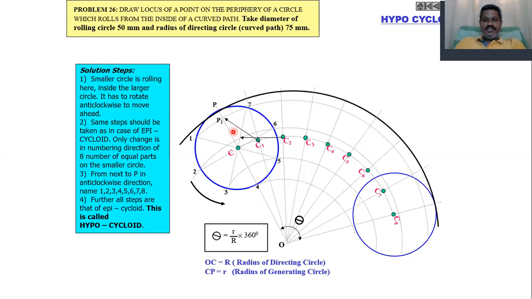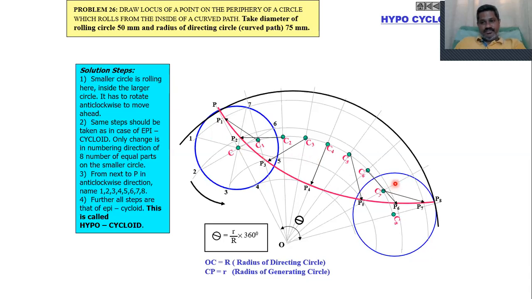Take the compass and take the radius of the generating circle with C1 as center. Intersect the first concentric arc, then the second concentric arc, then intersect the third concentric arc, fourth, fifth, sixth, seventh, and eighth, and locate the points where you have intersected all these concentric arcs. Then after locating the points, join all these points, which will give us the hypocycloid.